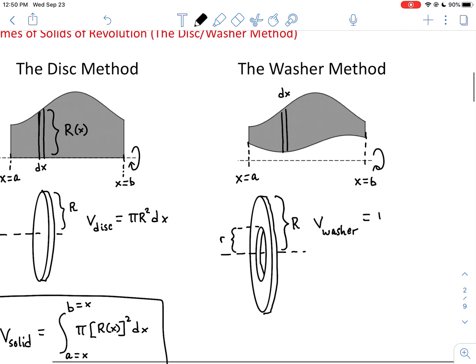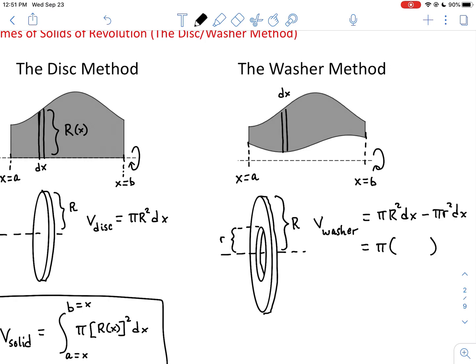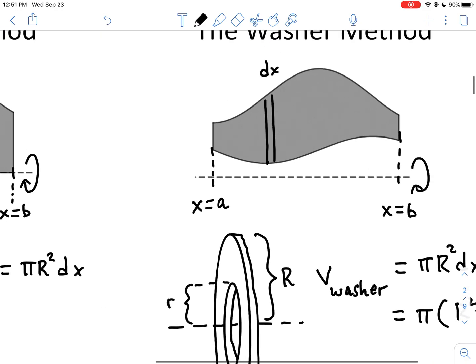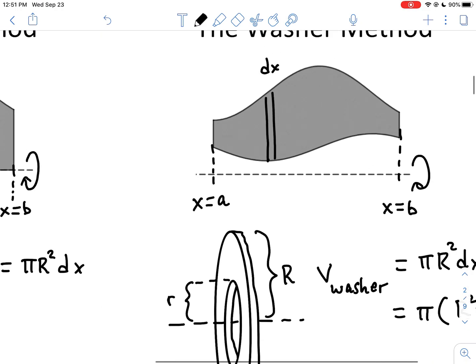So the volume of the washer is going to be pi capital R squared dx minus pi little r squared dx. So you could factor the pi out to the front, and you can factor the dx out to the right, and then we would just have big R squared minus little r squared left inside. And by the way, in this picture up here, little r would be how far the bottom of the strip is to the axis of revolution, and big R would be how far the top of the strip is to the axis of revolution. Notice that in my formula, I'm not using the length of the strip itself.